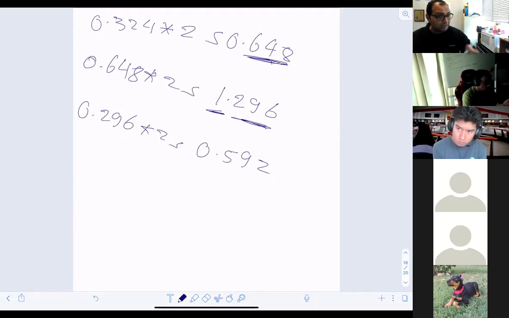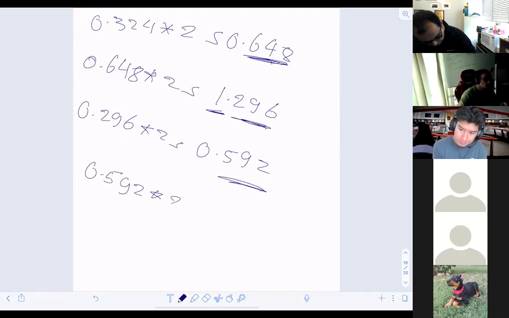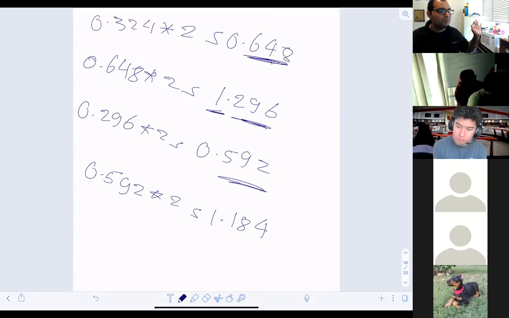Take the fraction again. We said 4 times, right? So this is gonna be the fourth for us, 0.592 times 2. It's going to give us 1.184. We stop. Right? How are we going to start collecting?